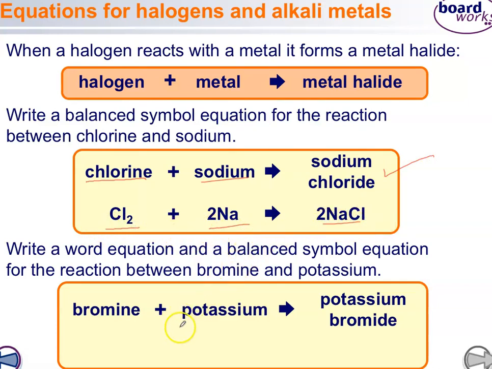What about bromine? Bromine with potassium will give you potassium bromide. This is the word equation. Write the full chemical equation down. So we have Br2 plus 2K to give you 2KBr, potassium bromide. Make sure you can balance the equation.